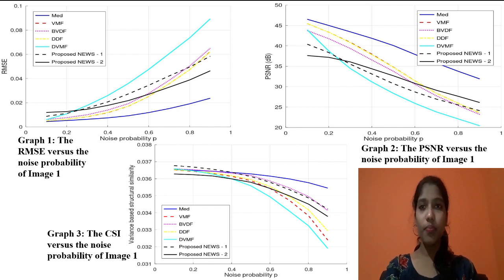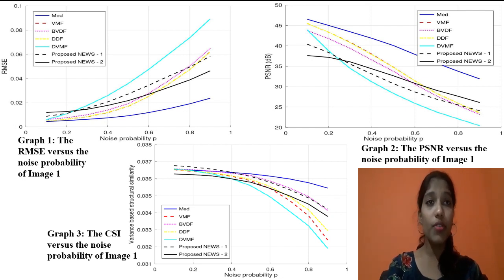As you can observe, the next graph shows PSNR performance versus the noise probability for figure 1. The PSNR stands for peak signal to noise ratio. A high PSNR is desirable because it indicates good signal recovery from the noise. Again, the switchover at p equals 0.3 is observed in both variants of the proposed new directional filtering.